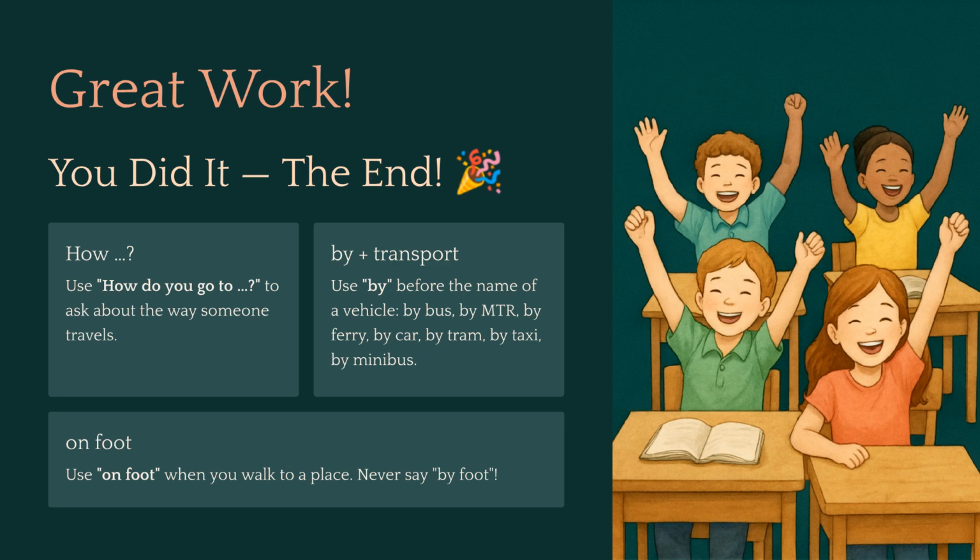Excellent work. Great work! You did it! The end! Remember, use how do you go to ask about the way someone travels. Use by before the name of a vehicle. By bus, by MTR, by ferry, by car, by tram, by taxi, by minibus. Use on foot when you walk. Never say by foot. Fantastic job!